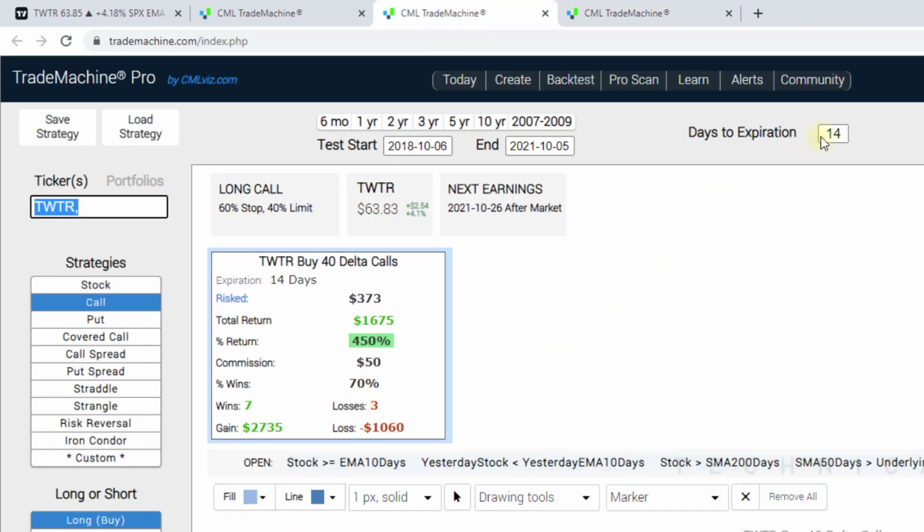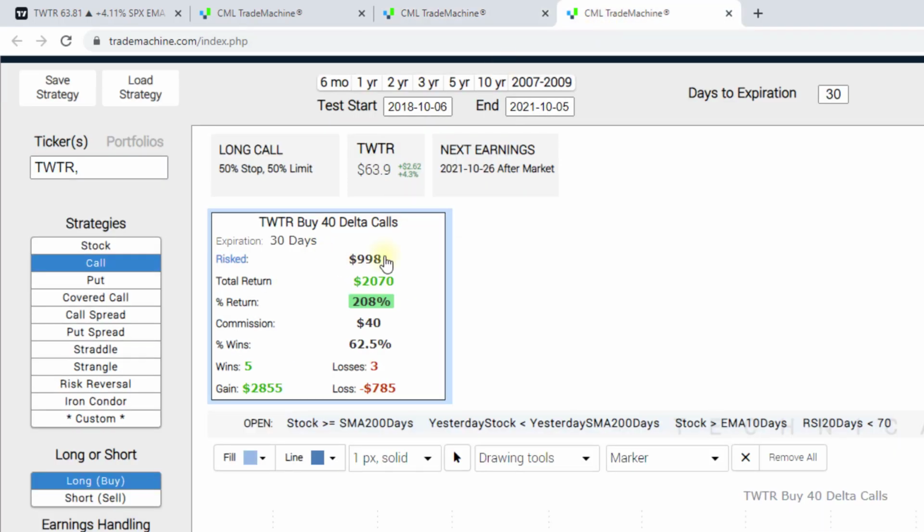And then here it's a little bit different, 14 days to expiration. And they're using a 60% stop, 40% limit, which makes sense because when you do a shorter or lesser target, 40% over 50%, usually your win rate increases. So they're optimizing this for Twitter for 70% win rate, 7 and 3. And that's why you had so much gain. The calls are a little bit cheaper with this one because it's only 14 days. If you look at this one, the risk is a little bit more, and it's a lesser win rate.